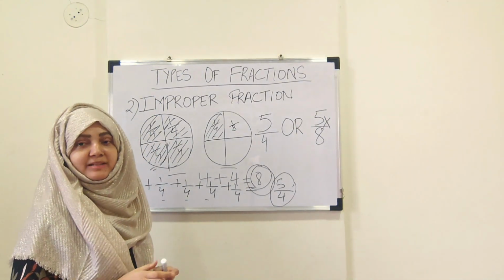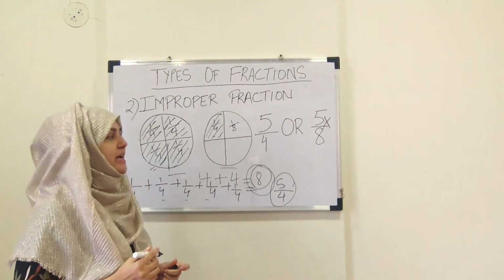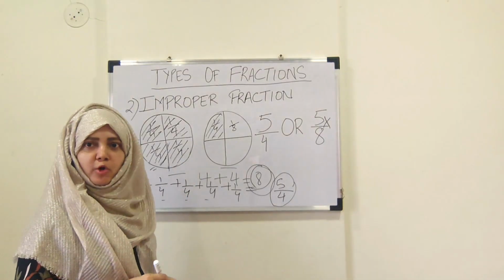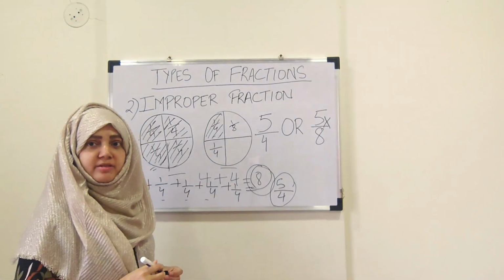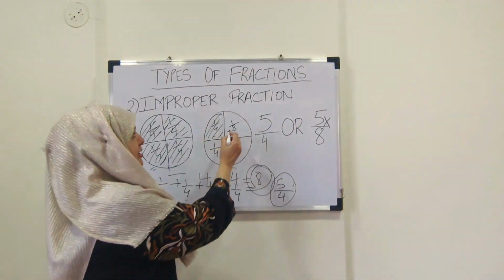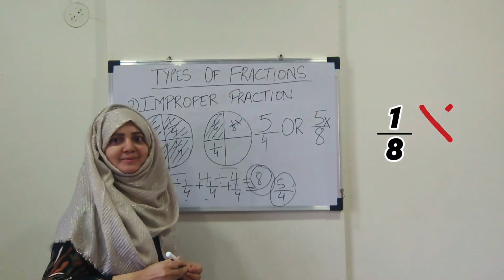We have not divided the pizza into 8 parts, we have divided the pizza into 4 parts. That means each part is 1 by 4. Each slice size is 1 by 4 and not 1 by 8. Let's see one more example.